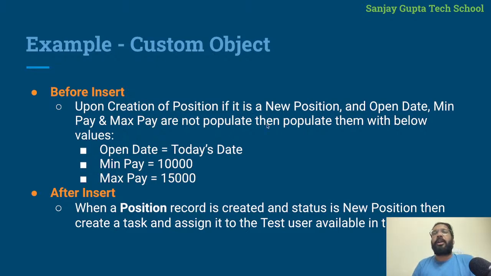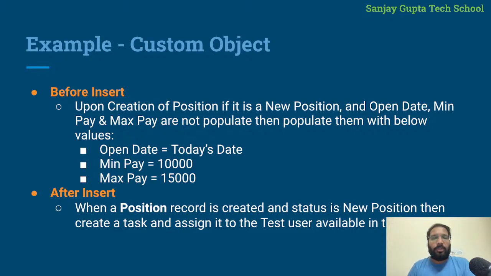Right? So we need to work on the same record. That's why we can do it through before insert. And the next requirement is when a position record is created and the status is new position, then we need to create a task and assign it to the test user available in the org. So these are two requirements that we need to fulfill.